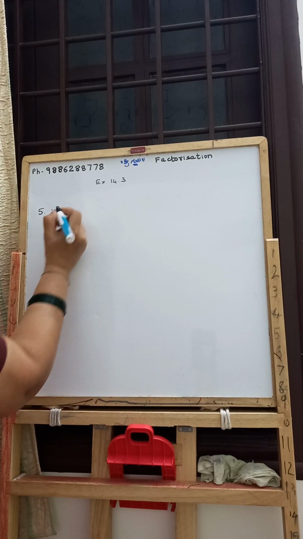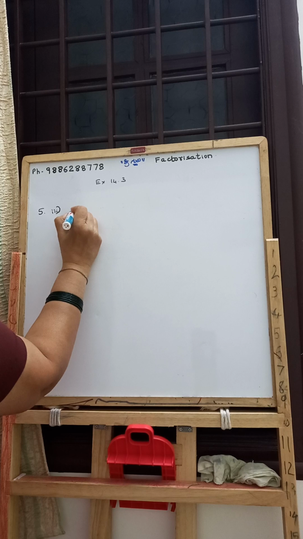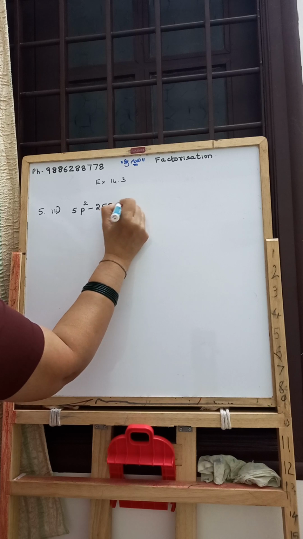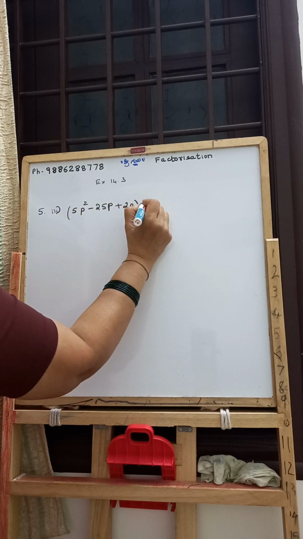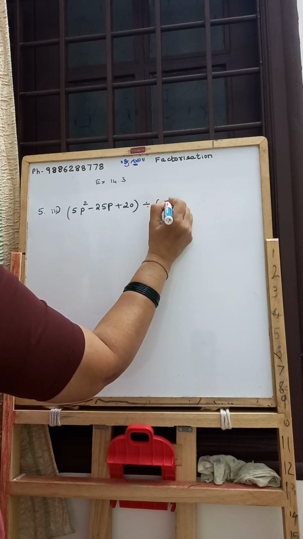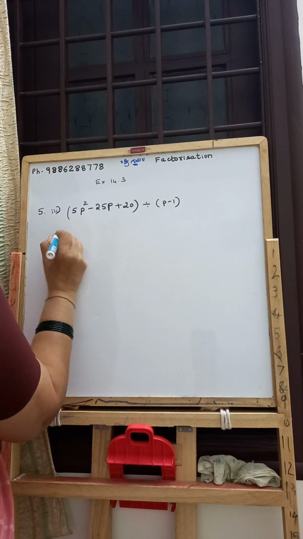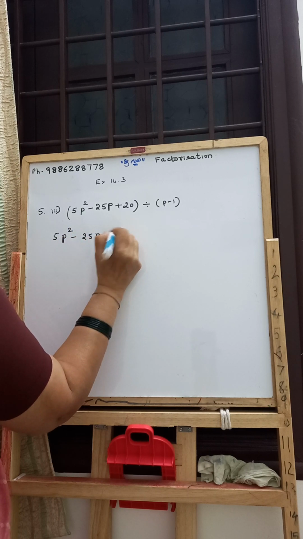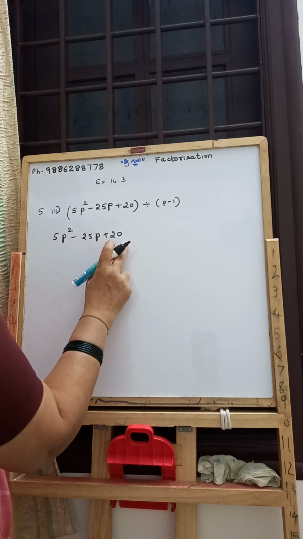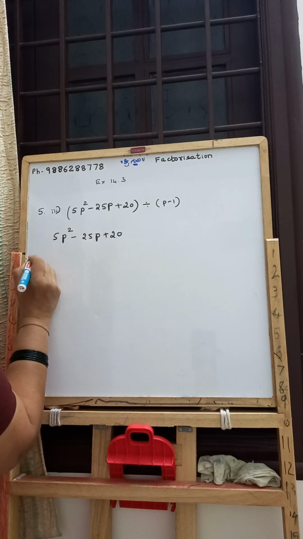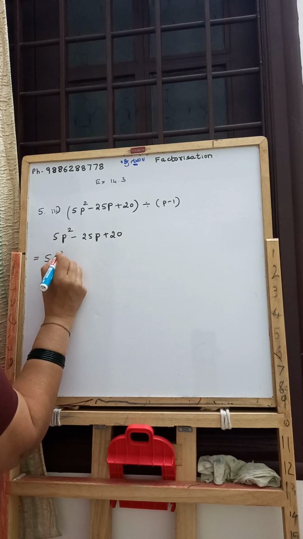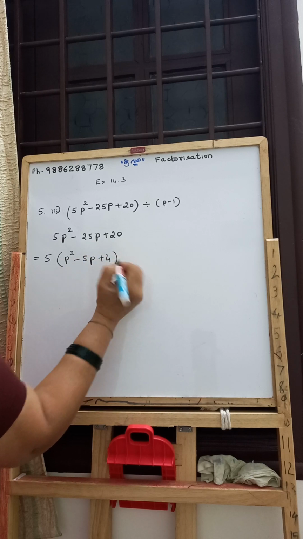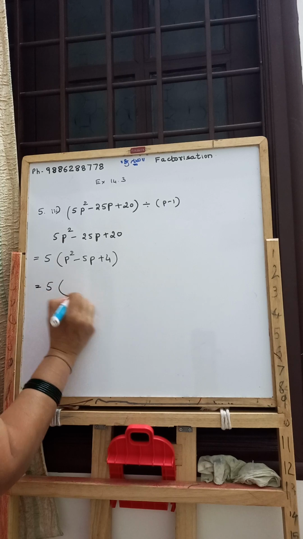The third one, 5p square minus 25p plus 20 divided by p minus 1. Factorizing the expression 5p square minus 25p plus 20, here we observe that 5 is the common factor among all three terms. Therefore, this is further written as 5 into bracket p square minus 5p plus 4. Now, further we have to factorize this.